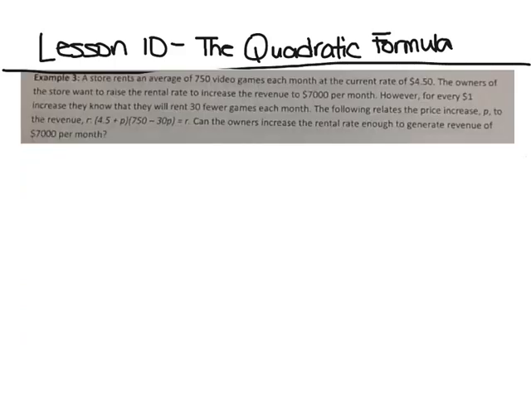A store rents an average of 750 video games each month at a current rate of $4.50. The owners want to raise the rental to increase the revenue to $7,000 per month. However, for every $1 increase, they know they will rent 30 fewer games each month. The following relates the price increase, P, to the revenue, R. Can the owners increase the rental rate to generate a revenue of $7,000 per month?